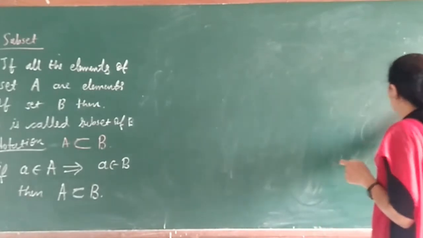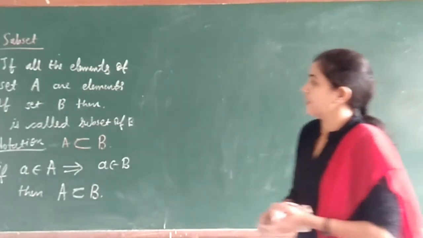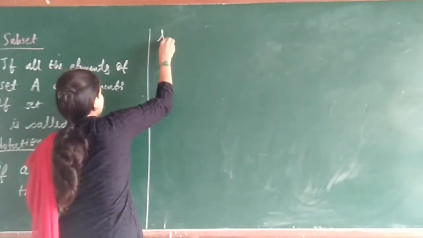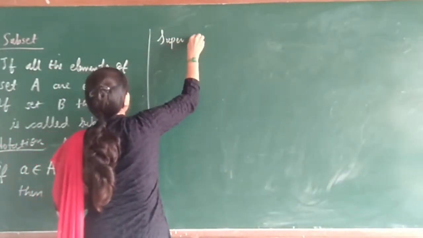So now let me see here, next is called a subset of this. Next thing I am writing here, superset.